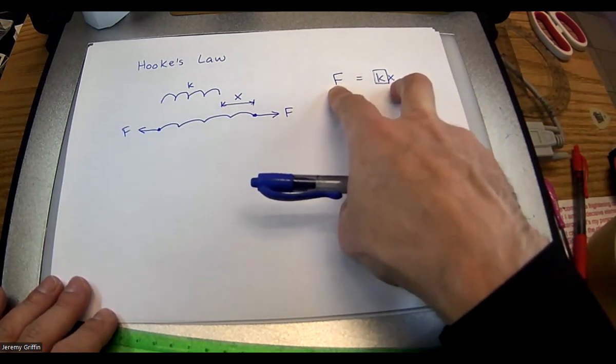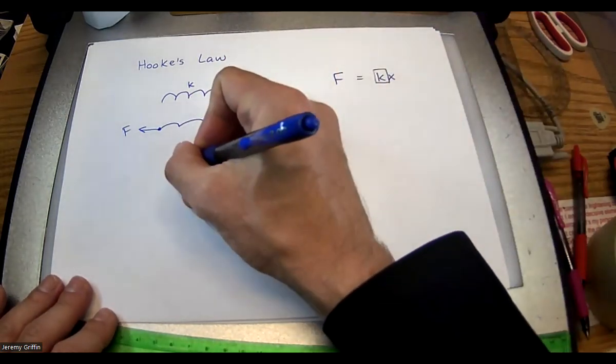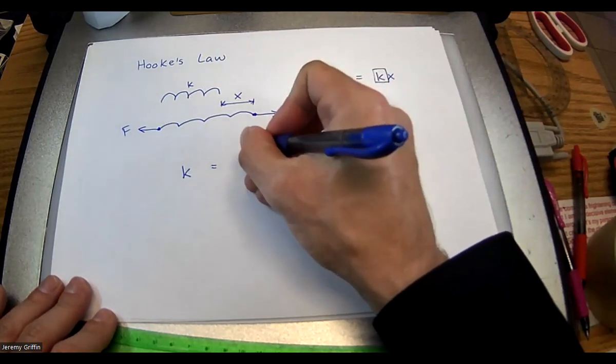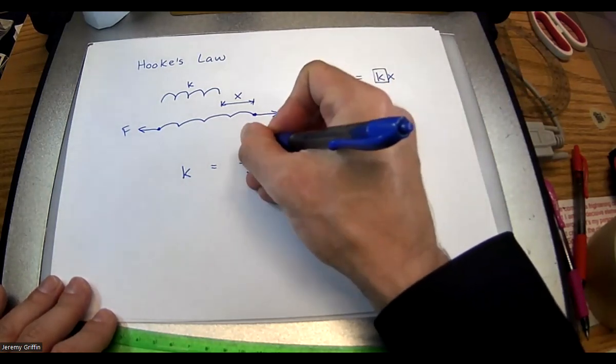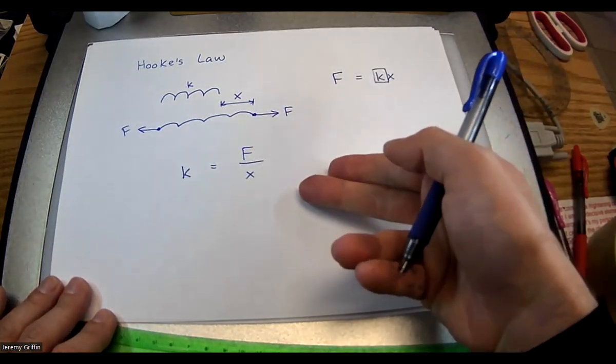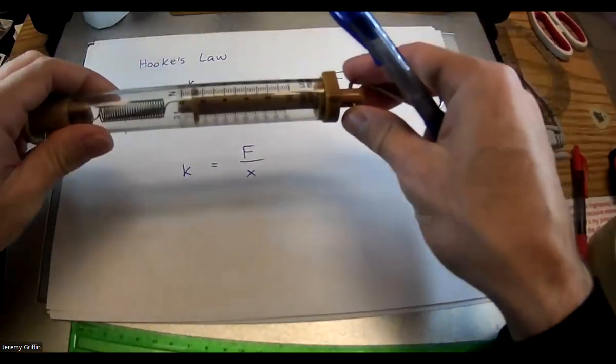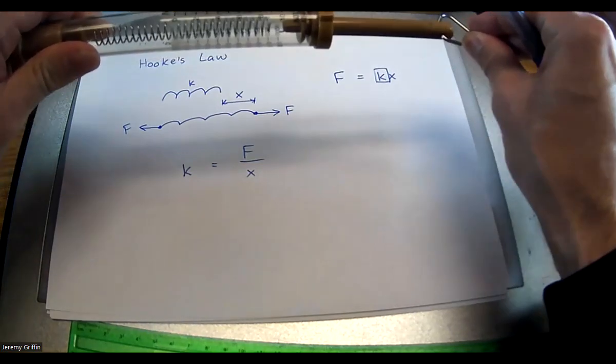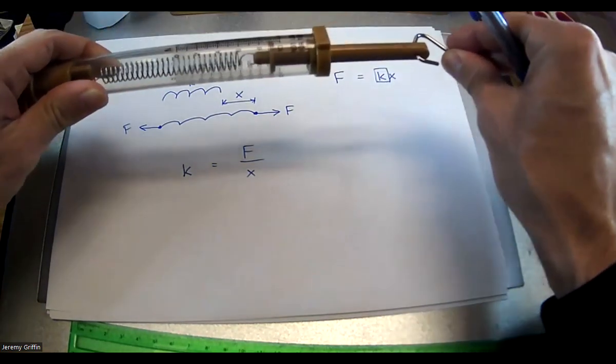Divide by X. Exactly. So I can say K is just F divided by X. That's just a rearrangement of Hooke's law, isn't it? Now with the Brown scale, let's see. If I put 10 newtons of force on it, that pretty well maxes out the scale. 10 newtons of force. Okay.